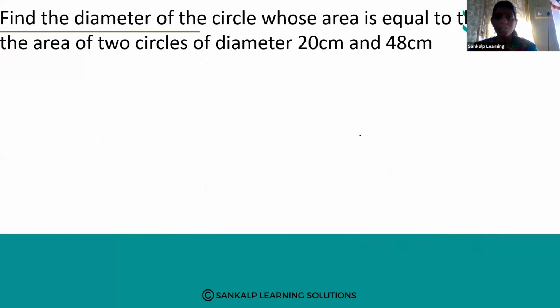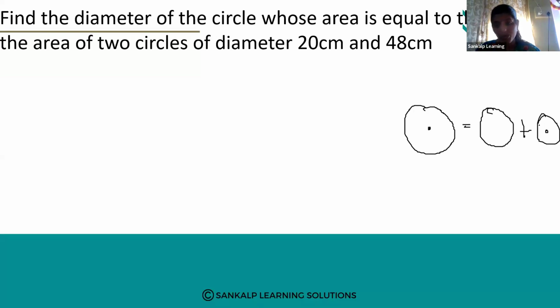Yes. So next, find the diameter of the circle whose area is equal to the sum of the areas of two circles of diameter 20 centimeter and 48 centimeter. So here, find the diameter of the circle whose area is equal to the sum of the areas of two circles. That means one big circle is there. So this big circle is equal to the sum of the areas of two circles. See, these are two circles, A1 plus A2. Call this A1 and this A2. So this is big A. So A is A1 plus A2.